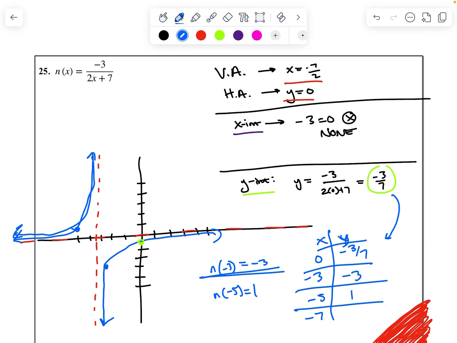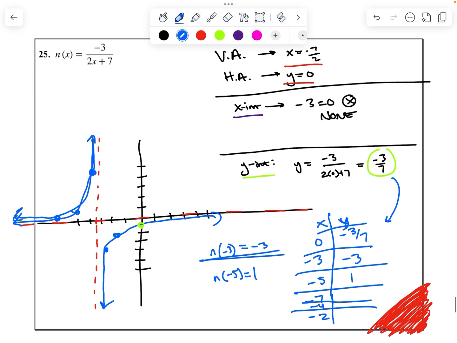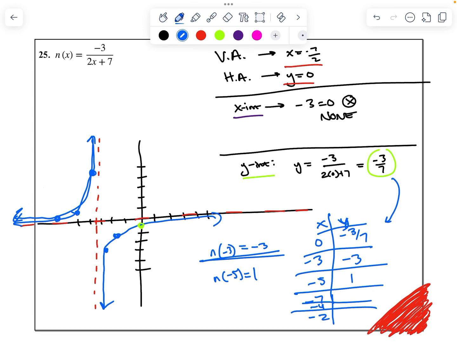I might plug in also to get a better idea, negative 7. I might plug in negative 2, and just get some of those points on this graph that are going to help you get a better idea of what this graph looks like. Maybe negative 4 would be a good one to plug in. It's going to be up here somewhere. But that's the idea behind rational functions. The pieces of information you really want are the x-intercept, the y-intercept, the horizontal asymptotes, the vertical asymptotes, and then any extra points that you feel like you'll need.